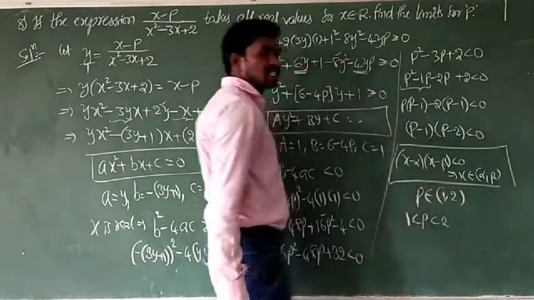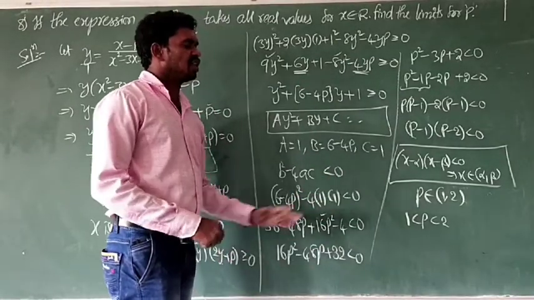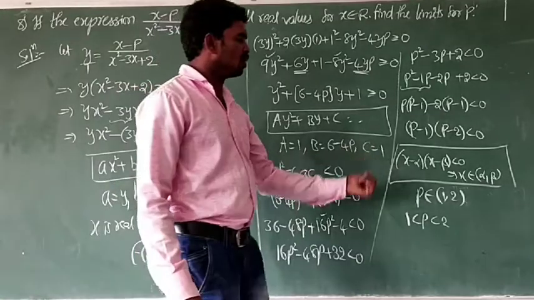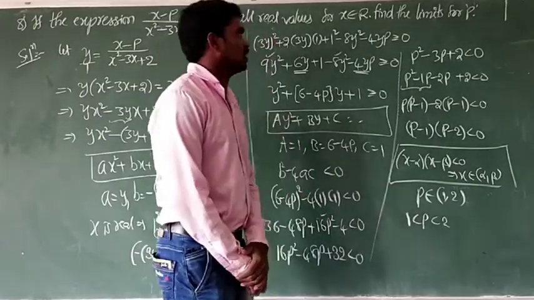So what are the limits of p? Limits of p is from 1 up to 2. Sorry, from after 1 and below 2. Those are the limits, that's it.